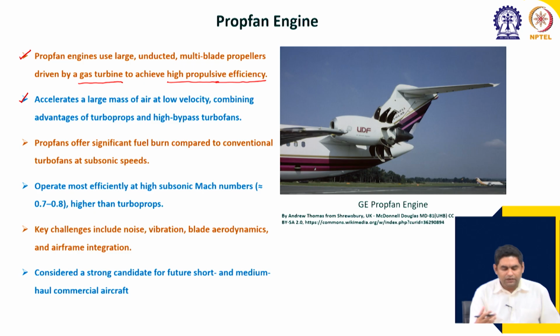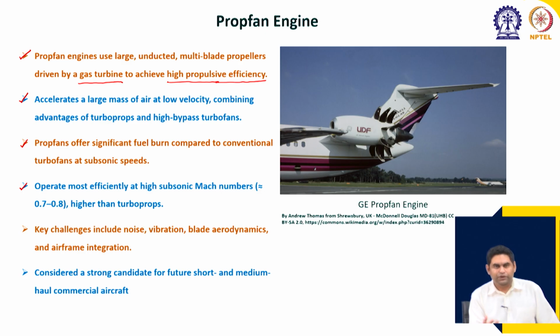They accelerate a very large mass of air, like turboprops, at low velocity. Okay. So, this is in between, say, turboprops and high bypass turbofans. It has the combined features and thus the combined benefits of both the processes. Prop fans also offer significant fuel saving. Okay. So, there is significant fuel economy increase or lower thrust specific fuel consumption compared to standard turbofans at subsonic speed. They are the most efficient at high Mach numbers.